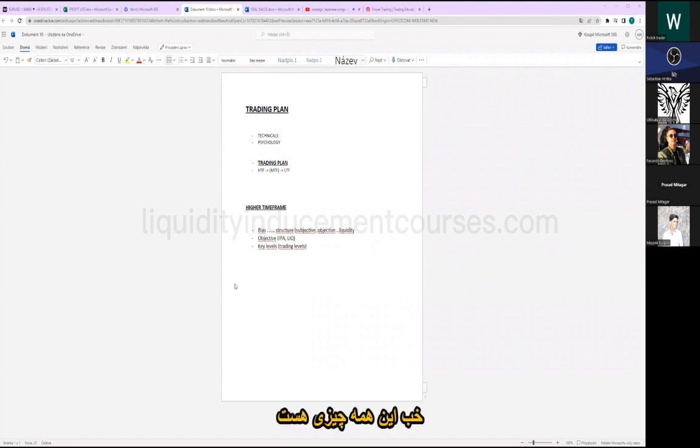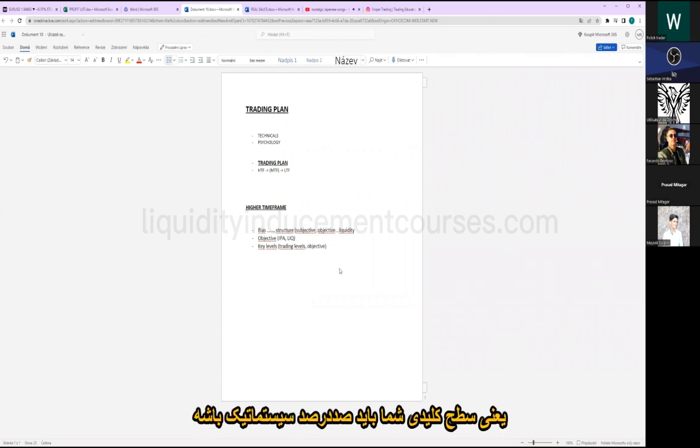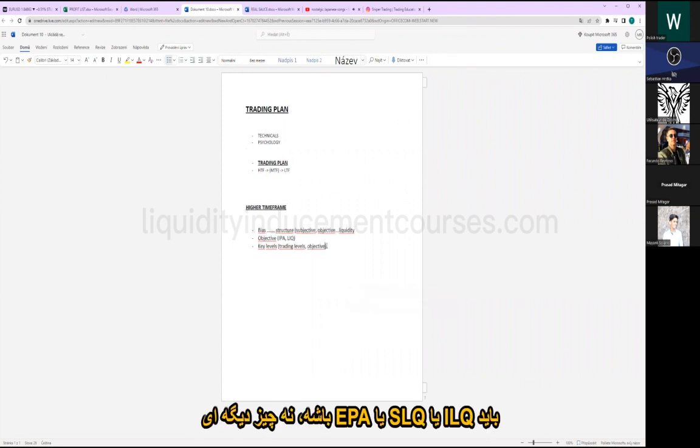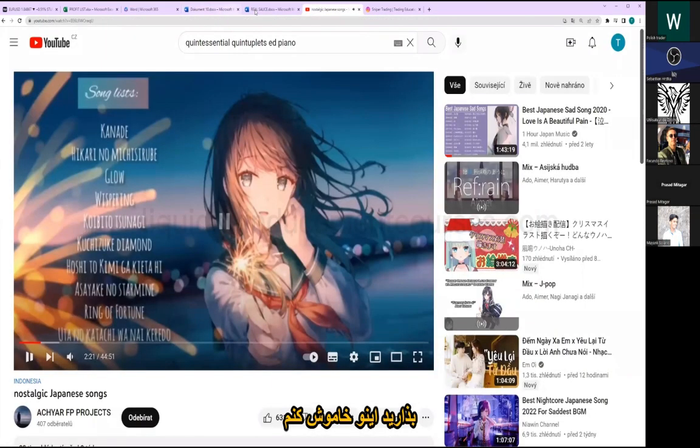So this is everything. On key levels, you want to see objective levels of liquidity, meaning your key levels should be 100% systematic. It should be ILQ, SLQ, EPA, nothing else. You can use build-ups as well. If you don't like it, let me turn it on.